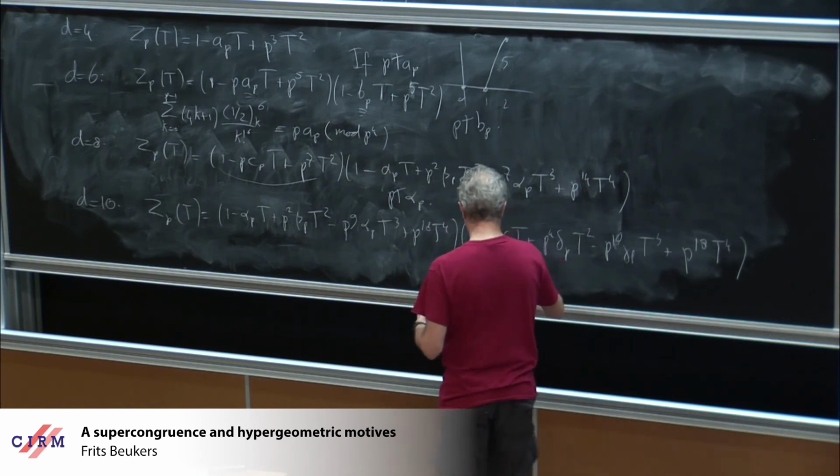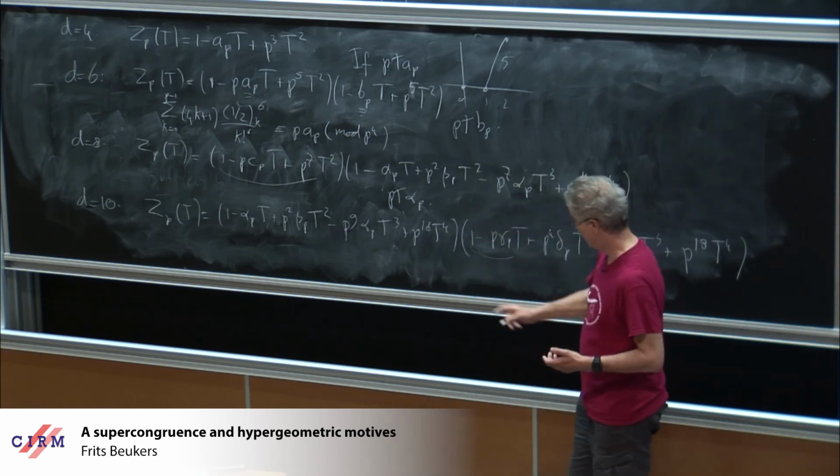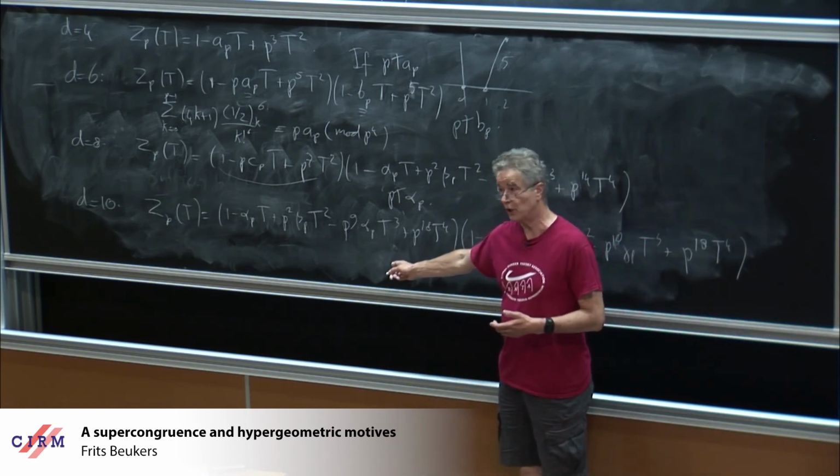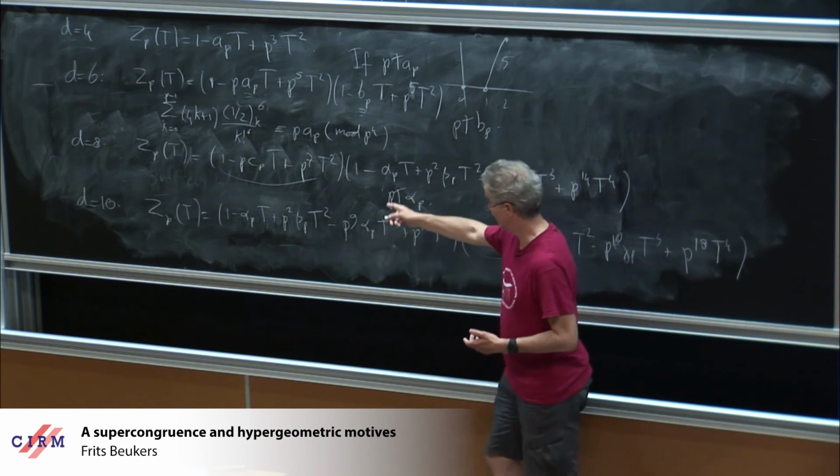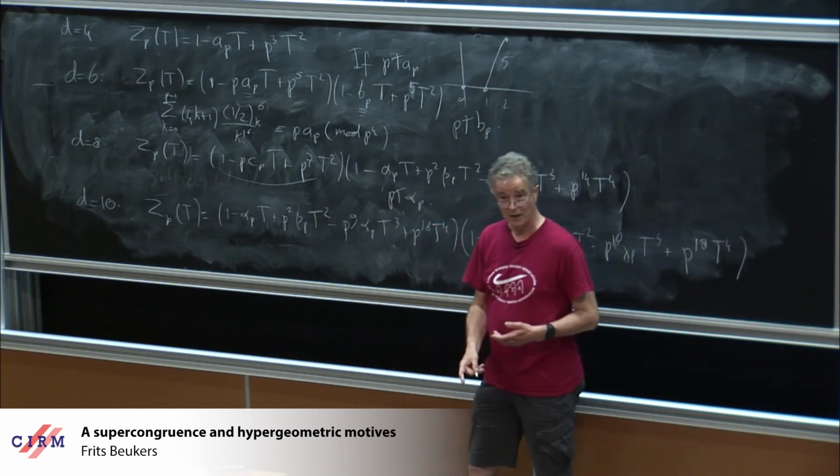And you see that the difference between these two exponents is 3, so you expect here a congruence modulo p cubed to hold of this nature. I'm not going to write it down.